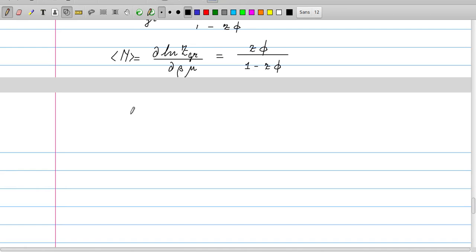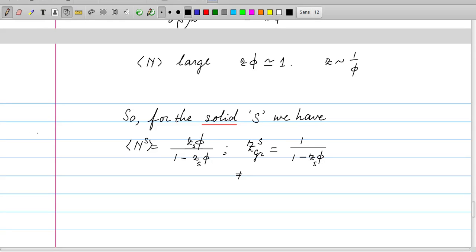Now N is the number of particles that are absorbed by the system, or they are the number of particles in the solid. The solid has a macroscopic number of atoms, so N should be large. And the only way N can be large is by choosing z phi approximately equal to 1. So that means that the denominator here is very small. And if that is the case, we see that z is more or less 1 over phi. So in summary, for the solid S, we have that the number of particles in the solid is given as z_S phi over 1 minus z_S phi, and the grand canonical partition function of the solid is given by 1 over 1 minus z_S phi.